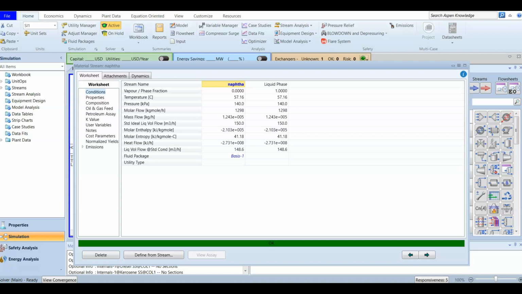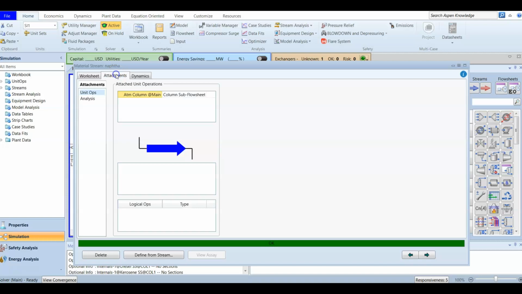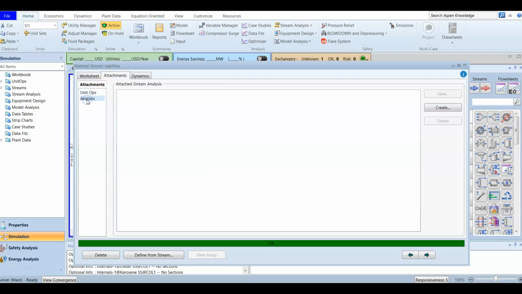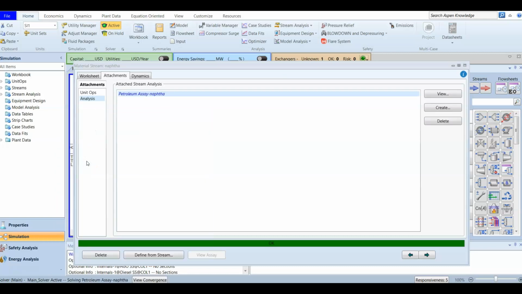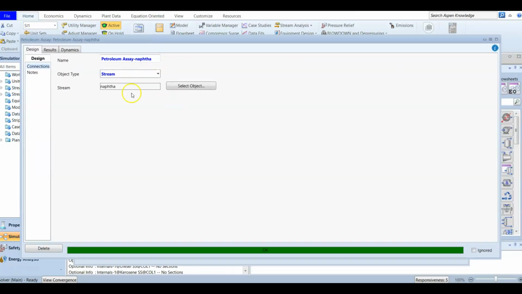Okay, now we have it open, we can go to our attachment here, and at attachment we have analysis. So now you can create your analysis, which is petroleum assay. After adding it, it's now already created. Okay, so this is for the petroleum assay. This page has opened. Okay, so we are going to do the same for the different components. Okay, we are going to close this one.